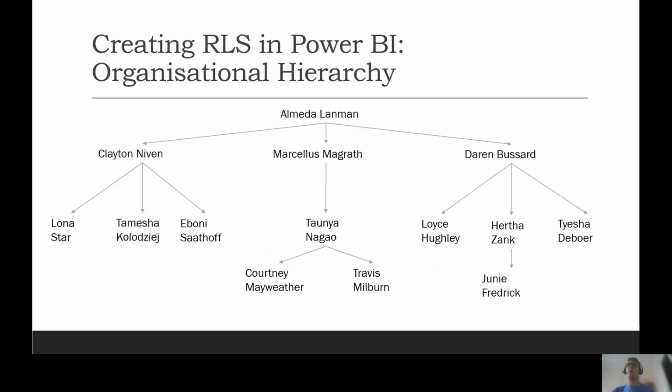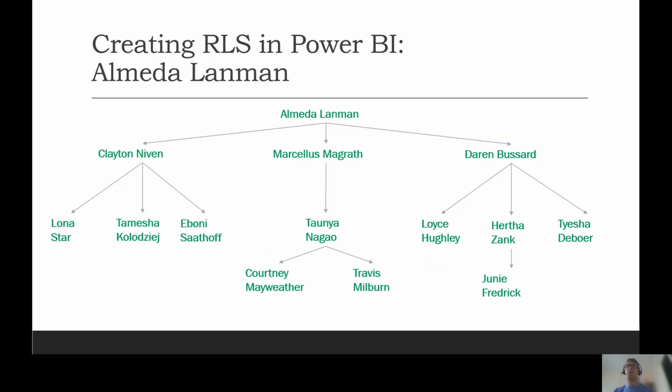So this is the hierarchy, and what we're going to want to do is if Almeida logs in, for instance, we want Almeida to be able to see every single individual within the organization because everybody reports into her directly or indirectly. However, if Daren logs in, we want Daren only to be able to see himself and his direct reports, and everybody else in the organization is hidden. And one final example, if we think of somebody, Travis, who's a more junior member, Travis will only see himself and he won't see anybody else within the organization. So that's how we want to set up our row level security.